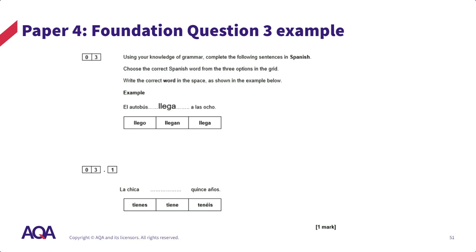The marks for this task are for AO3 only, knowledge of vocabulary and grammar. It's a very straightforward task and one which reflects the aims of the subject content in terms of students demonstrating their understanding of grammar.